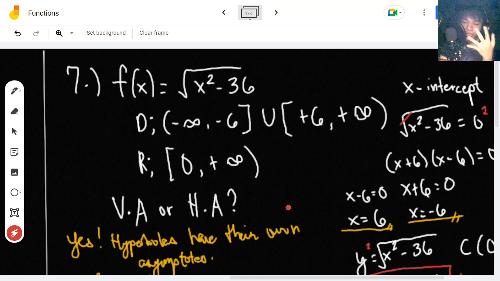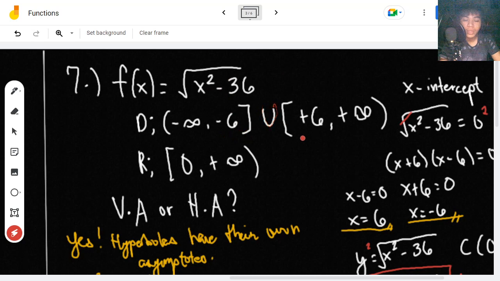Now we have another square root function, but this time it's much more complex. We'll see. So we have f of x is equal to the square root of x squared minus 36. So the domain, again, what's inside the square root cannot be negative. So the domain is from negative infinity to negative 6, because negative 6 squared is 36. 36 minus 36 is 0. The square root of 0 is 0. So that's why this is allowed.